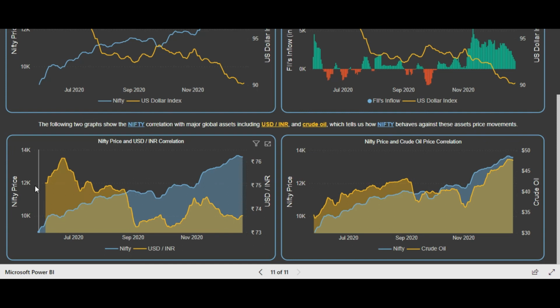You can see that as soon as the USD INR decreases, most of the times you will find Nifty going up because it is highly correlated with the US dollar index. Sometimes the exchange rate may change due to a lot of factors, but most of the time you will find that the trend has a negative correlation. So when USD INR falls, the rupee is becoming strong against the dollar.